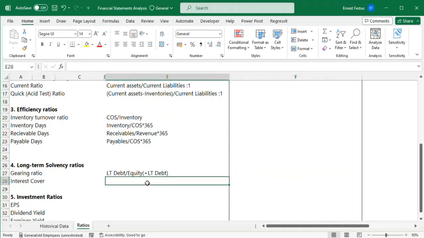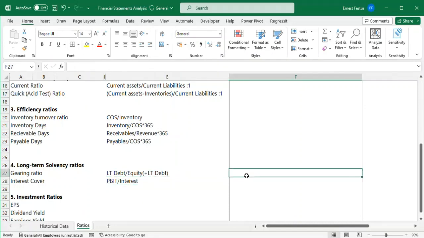And then the interest cover. We are talking about our profits before interest and of course tax, divided by our interest. And this interest is the interest payable in the statement of profit or loss.